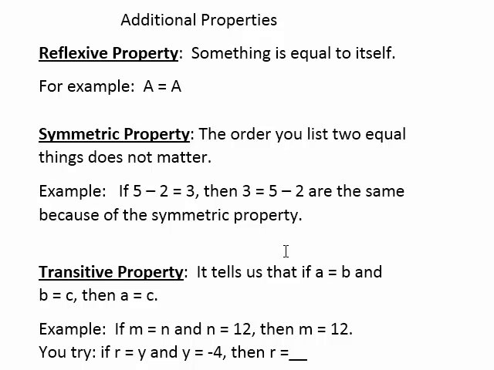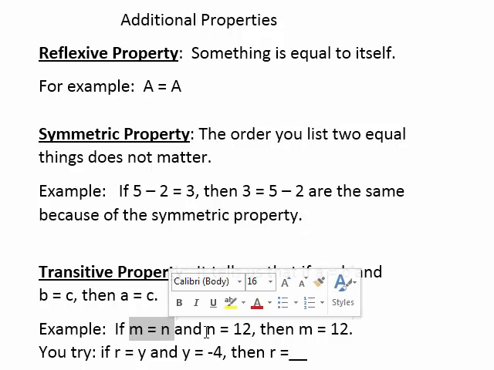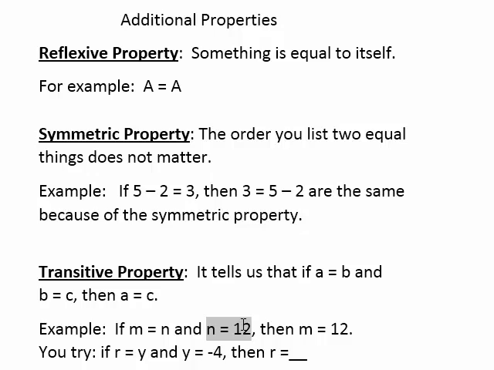So the transitive property tells us that if A is equal to B and B is equal to C, then A is equal to C. So for example, if M is equal to N and N is equal to 12, then M is equal to 12. So what we did is we went from M equal to N, and basically it's skipping a step. It's saying N equals 12. Well, that means we can replace N with 12, and it means in the end M is equal to 12.